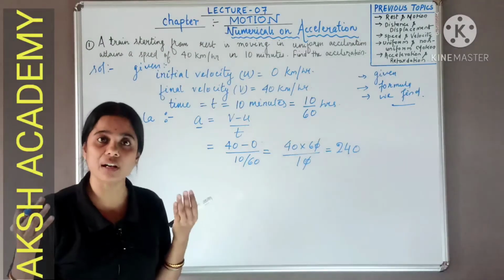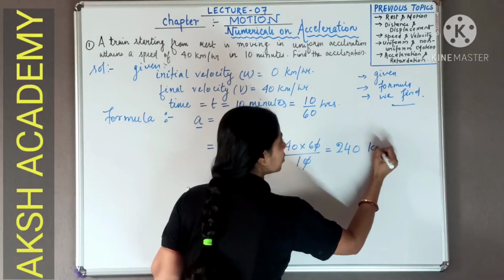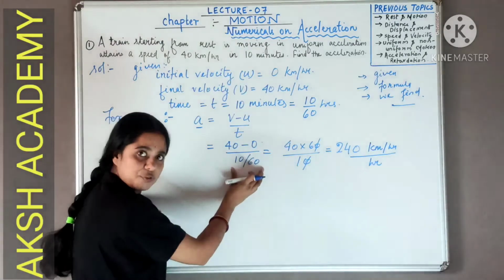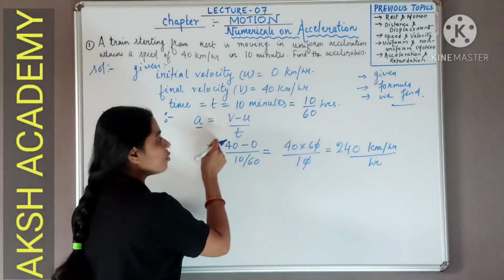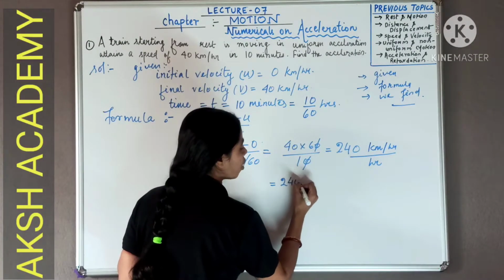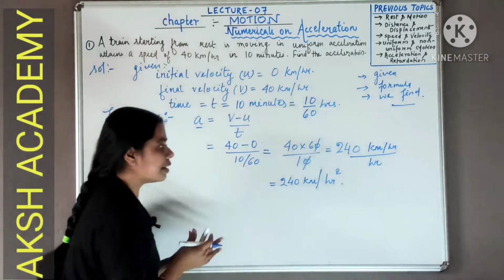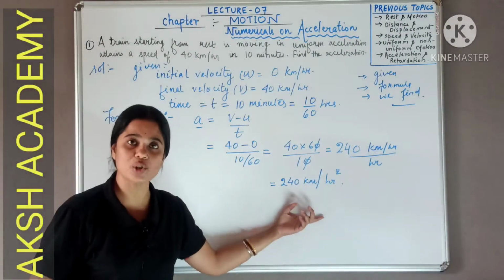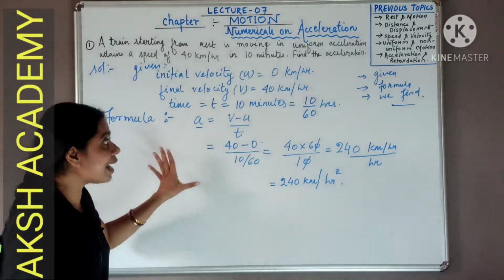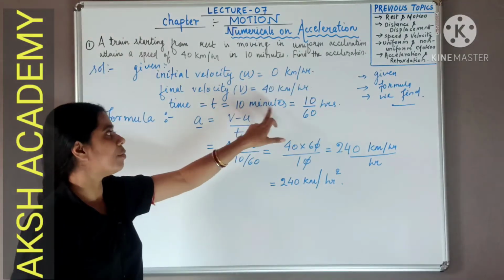Now what will be the unit? This unit is kilometer per hour, divided by hour, because this is the unit of time, that is hour, and this is the unit of velocity, that is kilometer per hour. So here it results in 240 kilometer per hour square. This is the acceleration of the train in the time of 10 minutes. Now this I have done without changing the speed into meter per second and time into seconds.